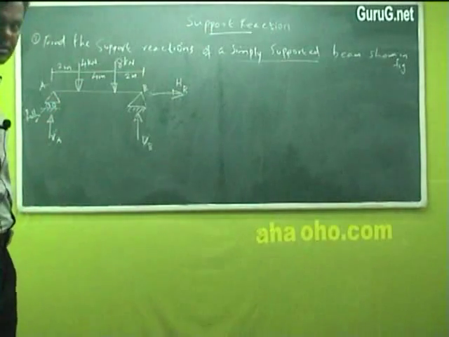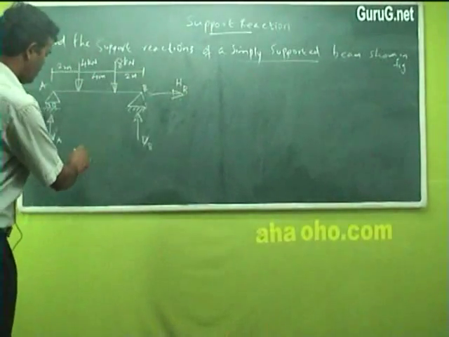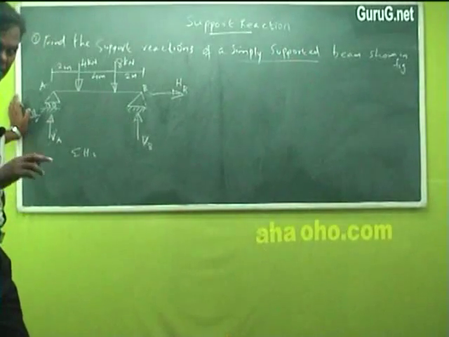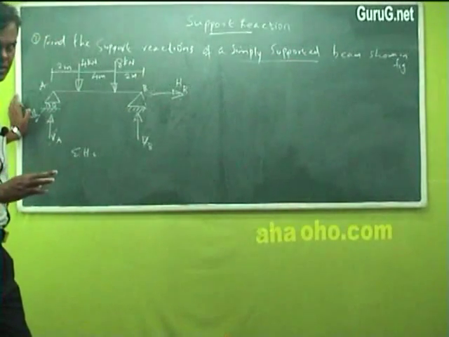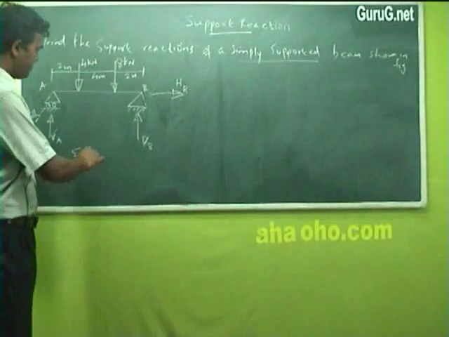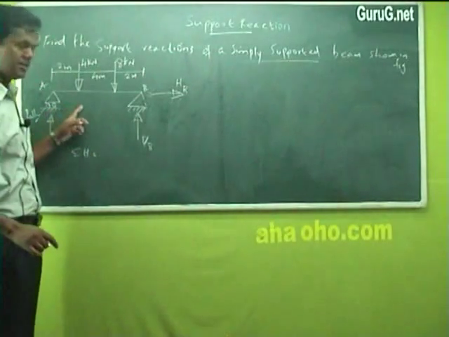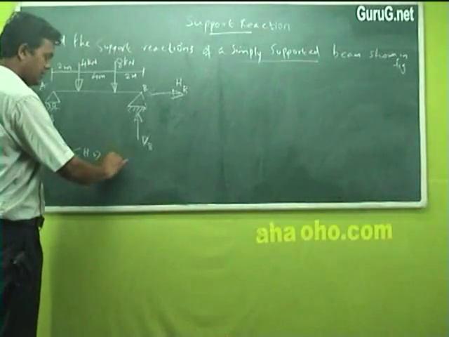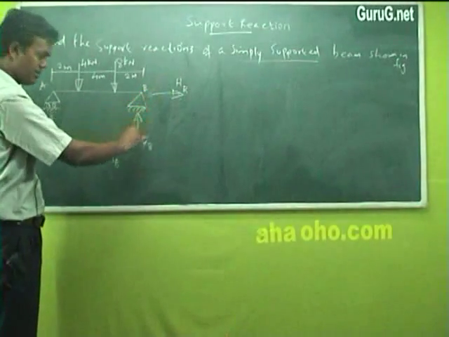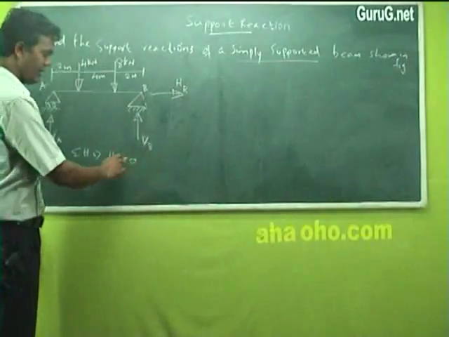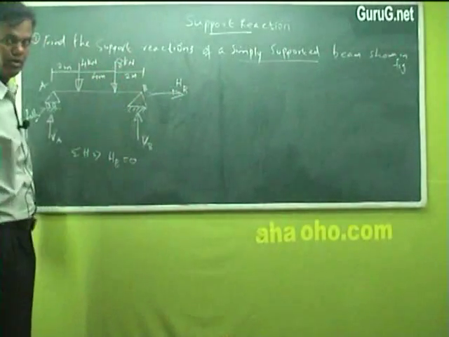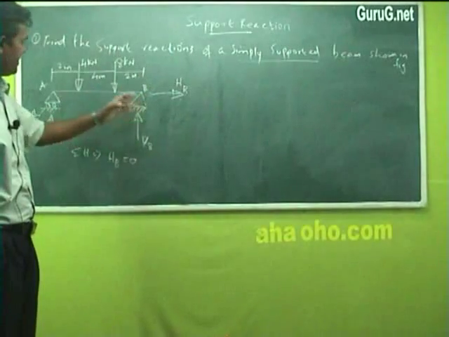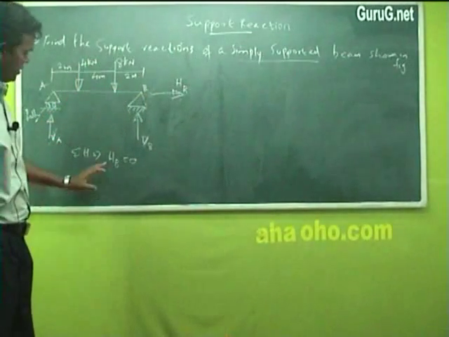Okay. Now how do we find out the answers? Basically we go for sigma H, which means the summation of all the horizontal loads. Now here, how to write? What are the horizontal forces here? Here is a horizontal force, HB, which is equal to 0, because there are no loads at all in the horizontal direction. Everything is vertical. The reaction is vertical, the load applied is vertical.